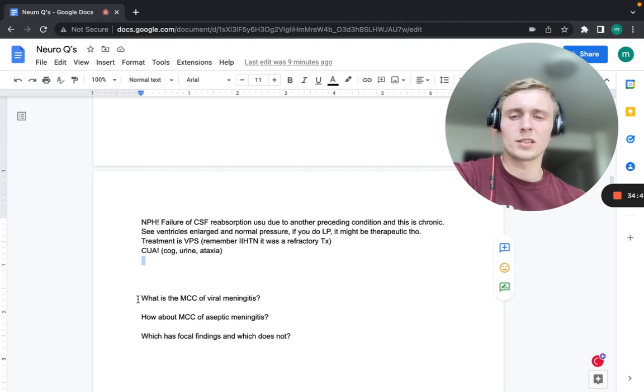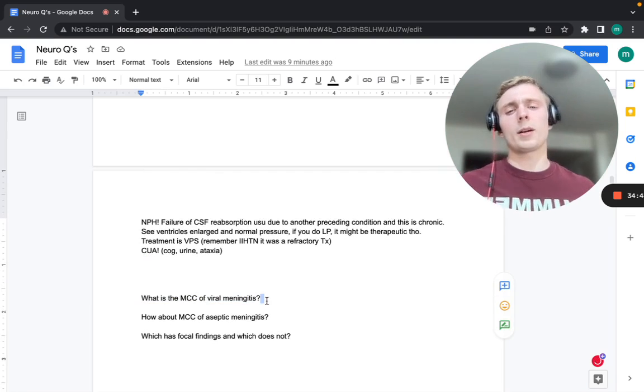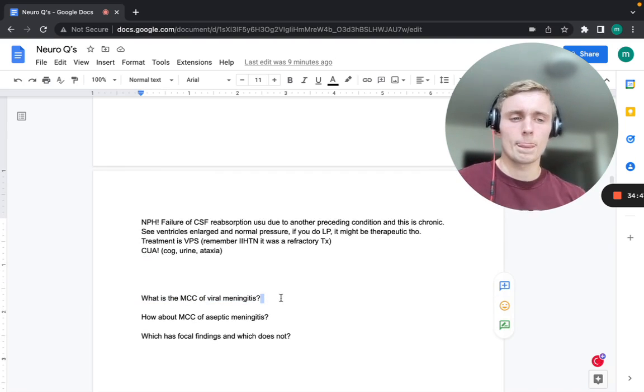Okay, next one is, what is the most common cause of viral meningitis? So what's the most common cause of viral meningitis? How about the most common cause of aseptic meningitis? And which has focal findings and which does not? Okay, so which has focal findings, aseptic or viral meningitis, and what's the most common cause of each?